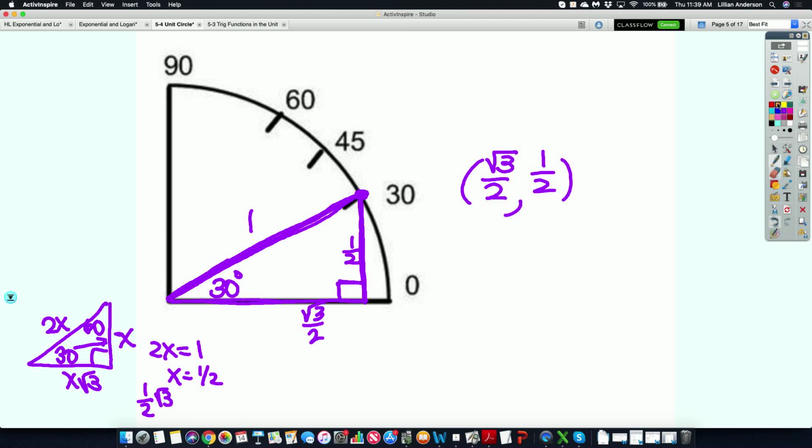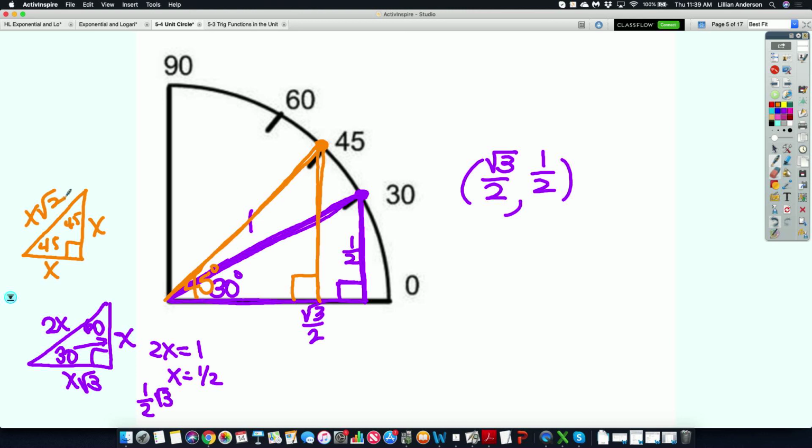Let's do the 45. So if I draw another triangle, that's why I'm using different colors, because it's all going to be in one. And I drop down my perpendicular from that point that's on the unit circle. This angle here is 45 degrees. This angle here is 90. So this is nothing but another special right triangle, the 45, 45, 90. What was the makeup of the 45, 45, 90? x and x, x square root of 2.